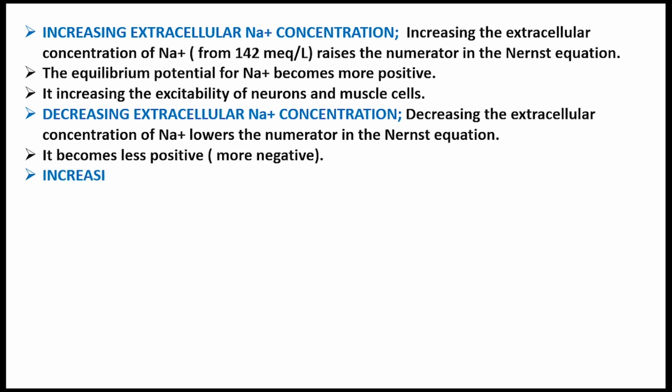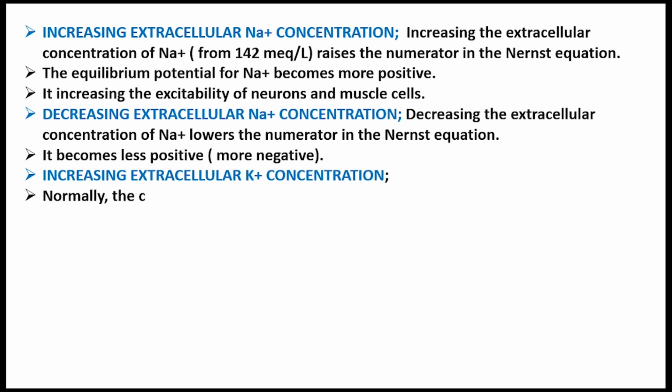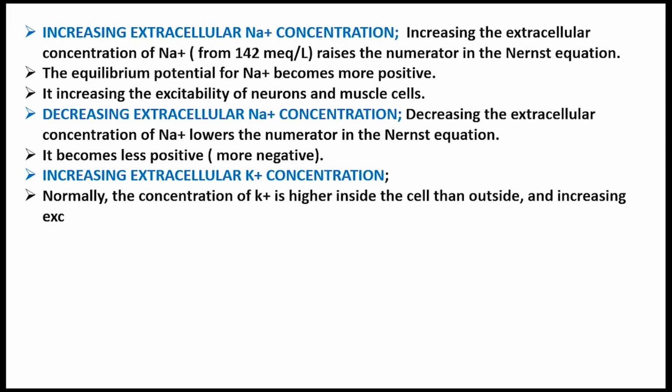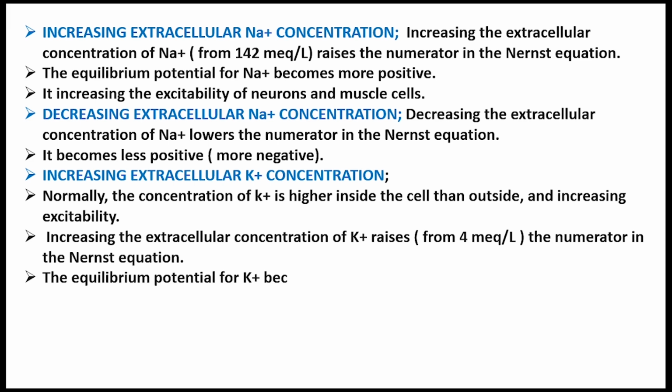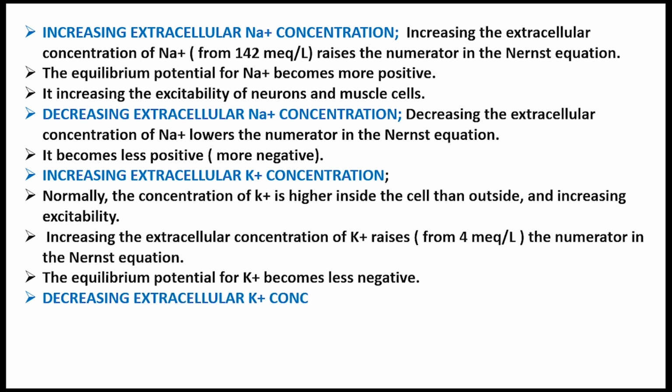Increasing extracellular potassium concentration. Normally, the concentration of potassium is higher inside the cell than outside. Increasing the extracellular concentration of potassium raises, from 4 milliequivalent per liter, the numerator in the Nernst equation. The equilibrium potential for potassium becomes less negative, increasing excitability.